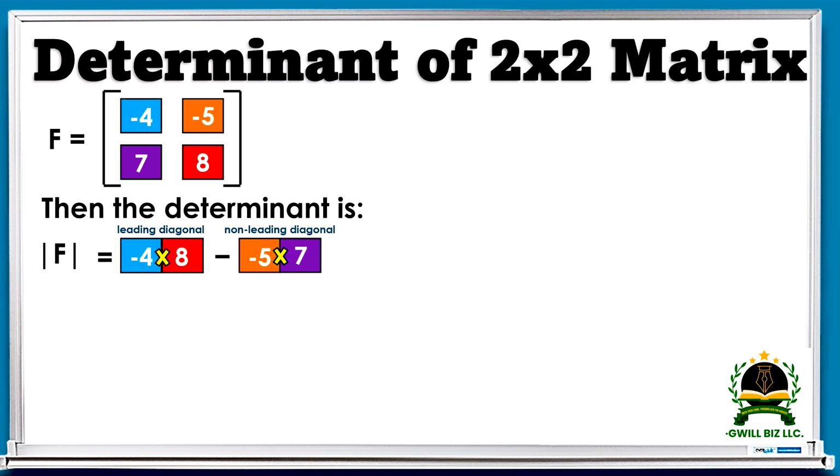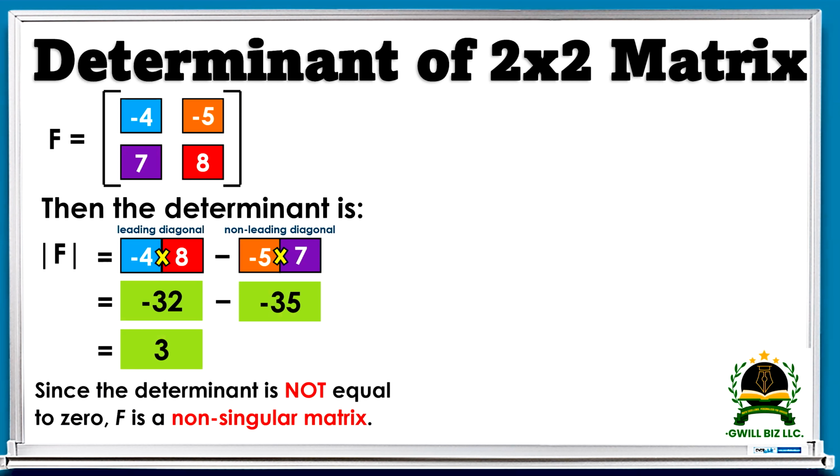So, let us take the product of the leading diagonal. -4 times 8 gives -32. And the product of the non-leading diagonal, -5 times 7, is equal to -35. So the determinant would be equal to 3. With a determinant not equal to 0, matrix F is deemed non-singular. Let us look at another example.